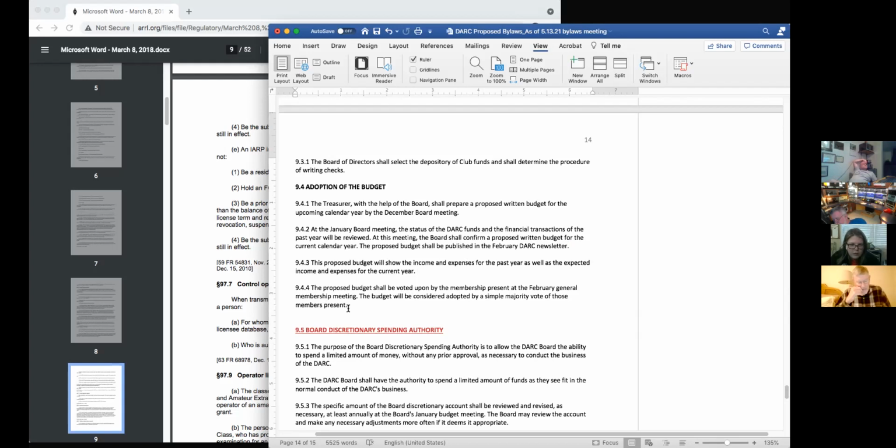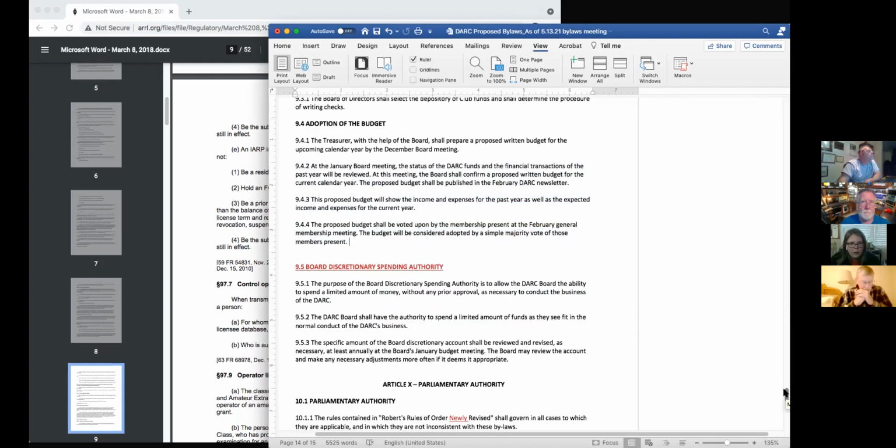And this also allows it to cover the membership vote. So that'd probably be why, since it goes more in depth past what the treasurer specifically does. Okay, so let's go on then.